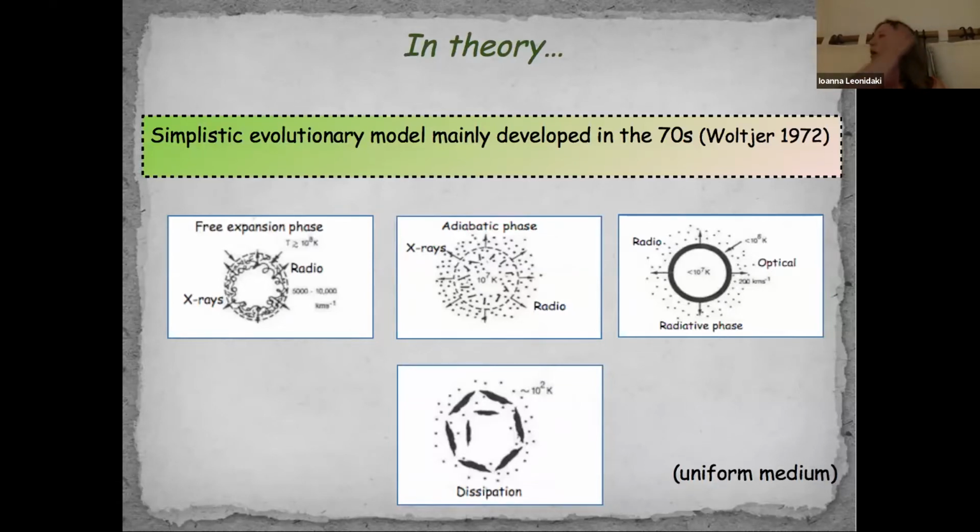and the SNR enters the second phase, the adiabatic phase, where the reverse shock forms and moves inwards towards the center of the SNR. The shock decelerates, and this phase lasts for around 10 to the 4 years. And then the SNR enters the third phase, the radiative phase, for another 10 to the 5 years until it finally fades away.